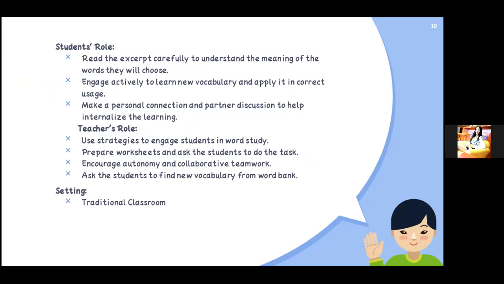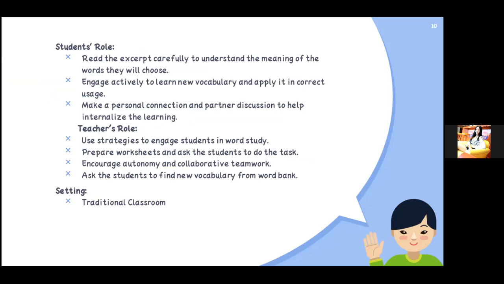So the students' role for this task, let's find the meanings. Read the excerpt carefully to understand the meaning of the words they will choose. Engage actively to learn new vocabulary and apply it in correct usage. Make a personal connection and partner discussion to help internalize their learning.